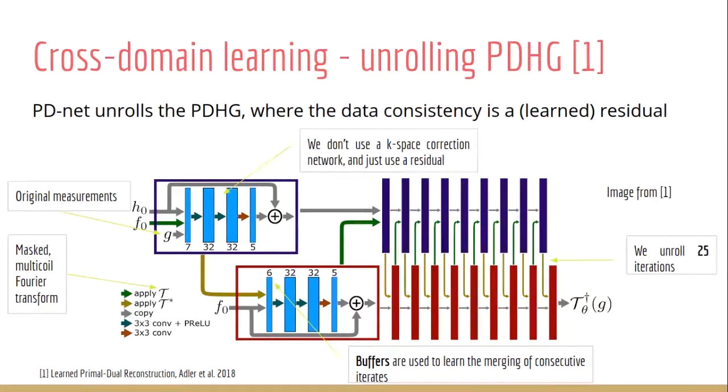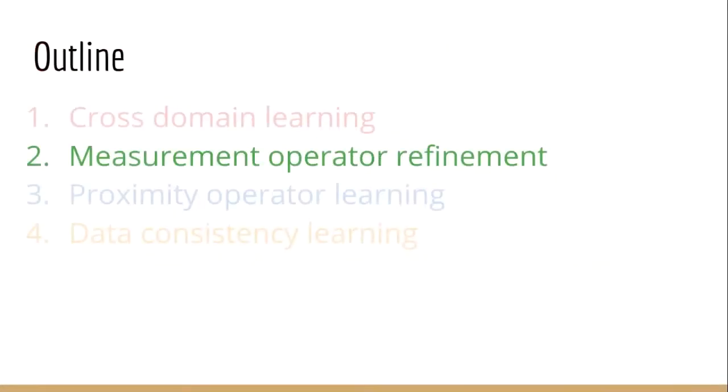Also, one small specification is that in this case, I didn't use a K-space correction network. I just used the residual, so I basically did not learn any part of the data consistency, but I will come back to that later. So now we have seen the framework of cross-domain learning, and I'm going to show in this particular case how we went about the measurement operator refinement.